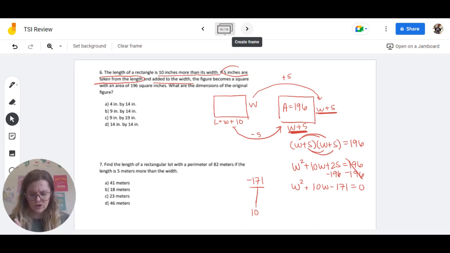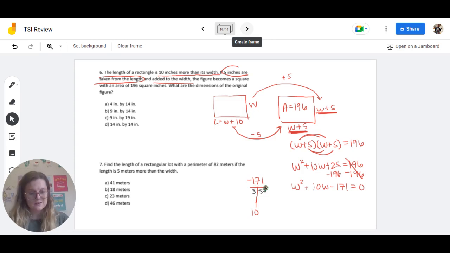Remember the trick we talked about earlier? If you add the digits together, so 1 plus 7 plus 1 is 9, and that number is divisible by 3, that means you can divide the number by 3. So I'm going to divide by 3. You can always go in your calculator and do 171 divided by 2, divided by 3, divided by 4. So 171 divided by 3 gives me 57.